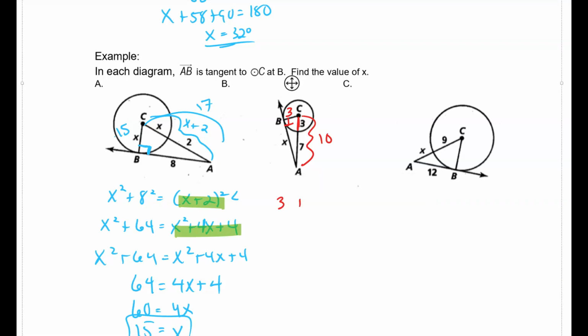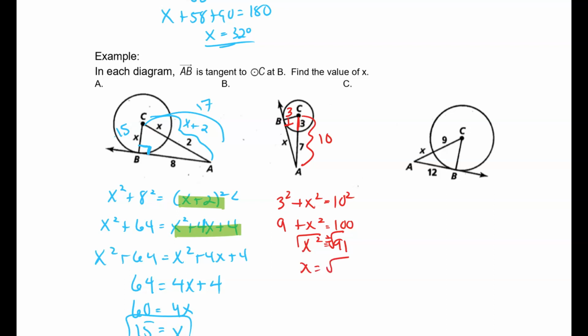I'm trying. 3 squared plus x squared is equal to 10 squared. So we get 9 plus x squared equals 100. x squared is equal to 91. And then we just take the square root of both sides. Don't forget your plus or minus. x is going to be the square root of 91 because we want positive length.